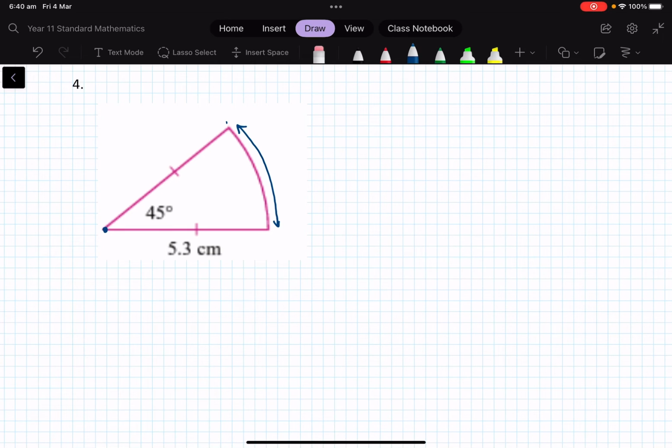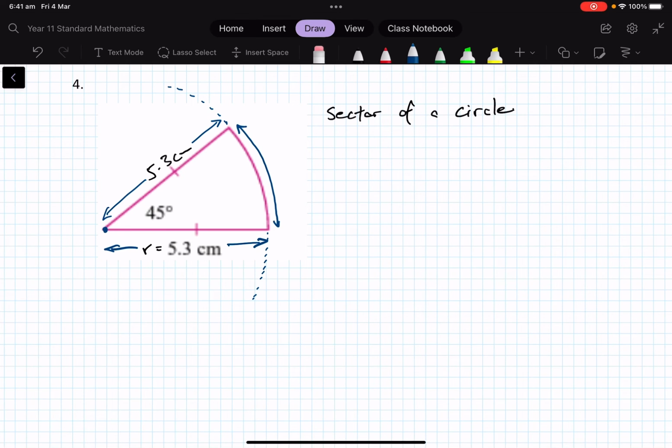Imagine if the circle kept going. That would be the center, right? But we only have what's called a sector, if you remember your circle stuff. This is a sector of a circle, kind of like a piece of pie. And if we kept going, this is actually the radius. And notice the sign, so this also is 5.3 centimeters. So for the perimeter of this figure, we have to include that, we have to include that, and we have to include the curved side. 3 things. And so the first one to find is the curved side.